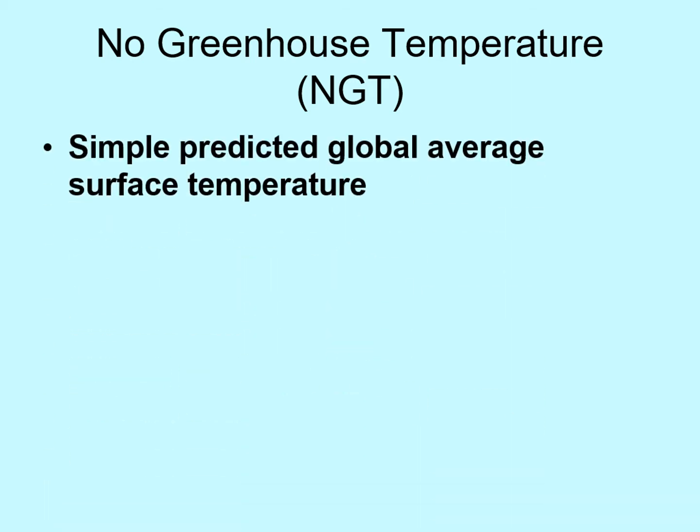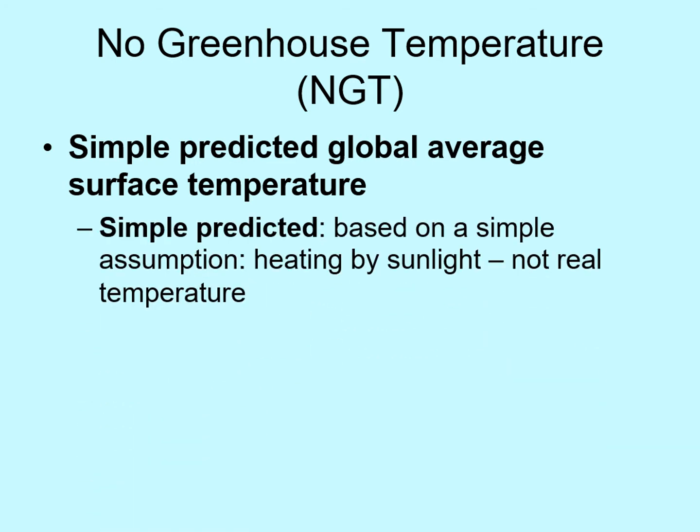To give us a starting point at understanding temperature structure, we should begin with a baseline temperature for a planet. This is called the no greenhouse temperature, or NGT. The no greenhouse temperature is a simple, predicted global average surface temperature for a world. Let's break that phrase down to see what it means.